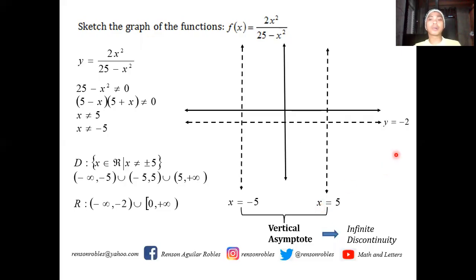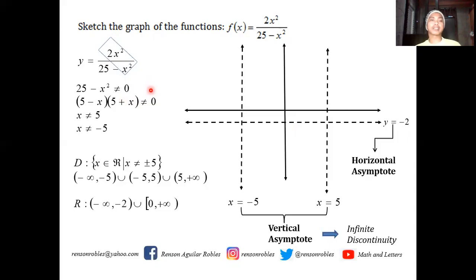So what about y equals -2? So this one is our horizontal asymptote since f of x cannot be -2. And how do we obtain -2? By getting the coefficients of x squared on the numerator and x squared on the denominator. So that's 2 over -1, so you have y equals -2. So why do we need to do that?